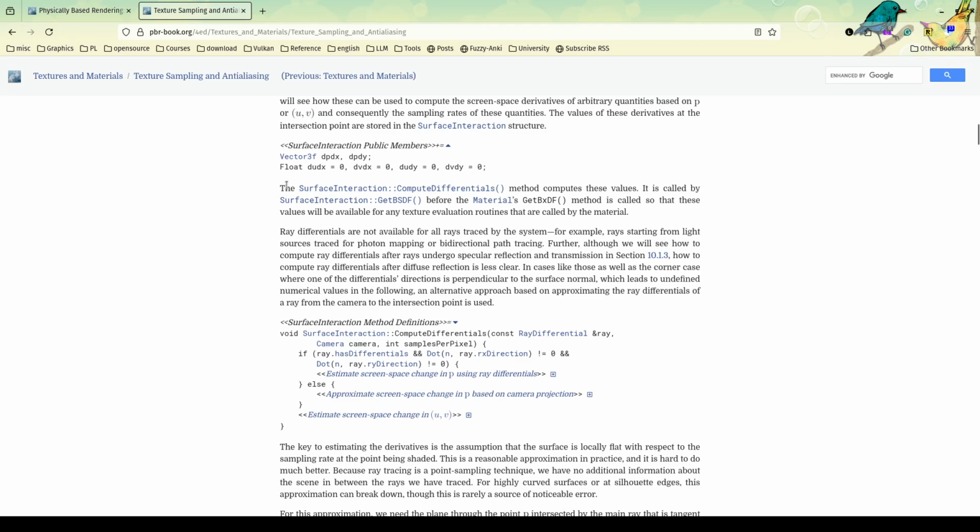So the surface interaction compute differentials method computes these values, and it's called by surface interaction getBSDF before the material's getBSDF method is called, so that this value will be available for any texture evaluation routine that is called by the material.